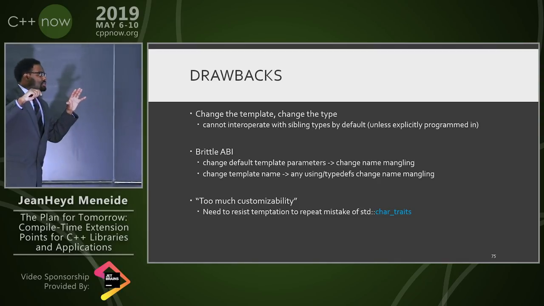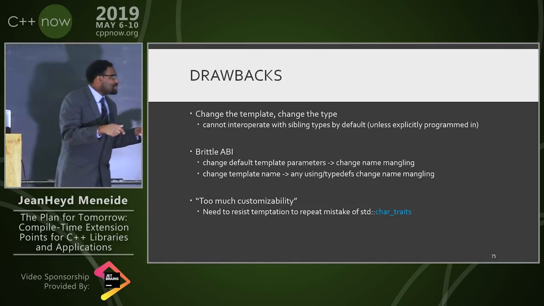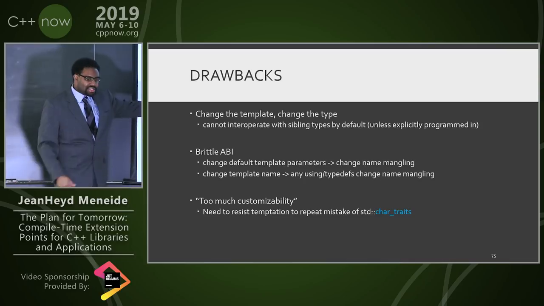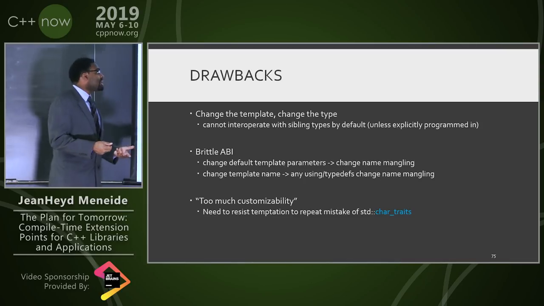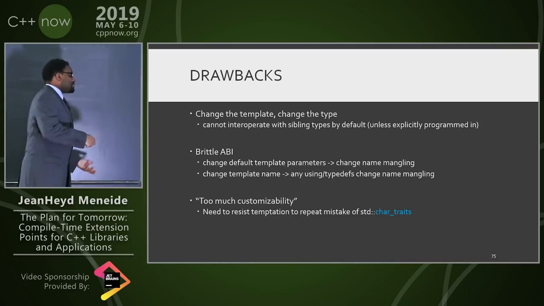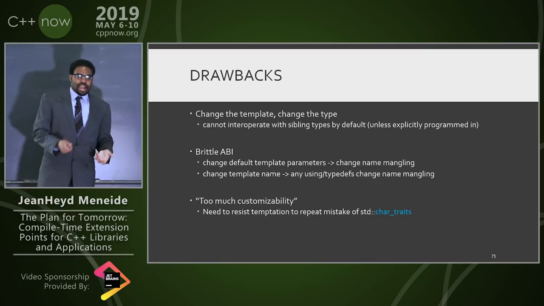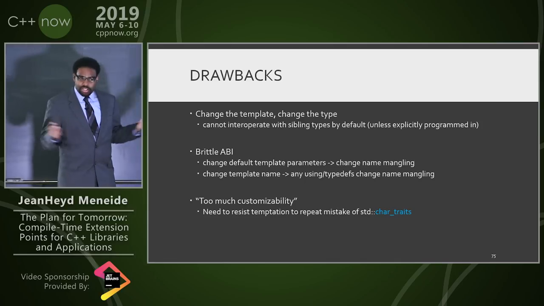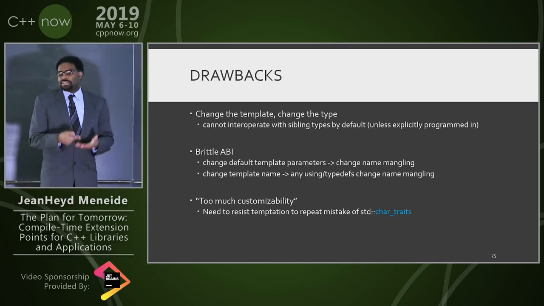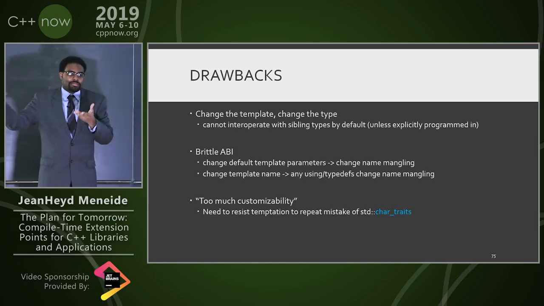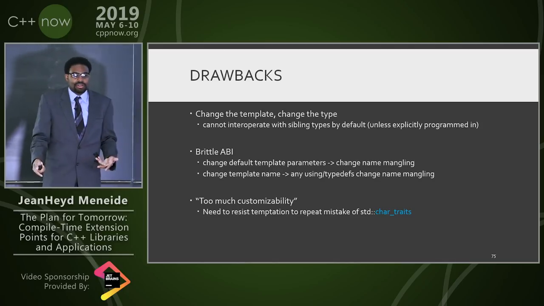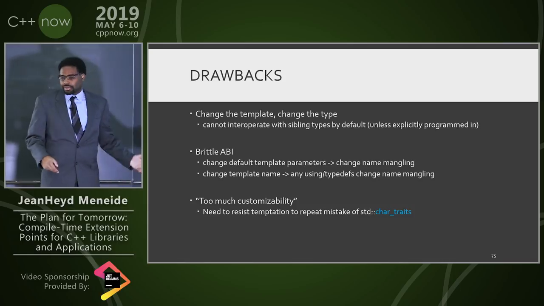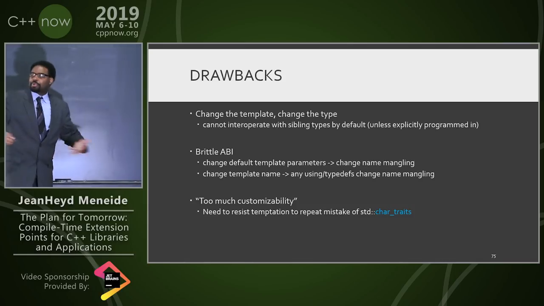So too much customizability is a problem, and the ABI is brittle, right? You change an allocator, well, you can't call that thing in that DLL anymore because it's not the same, right? And there are also other problems like default template parameters, right? If you actually change the name of a default template parameter, it mangles differently on all the compilers. So this is actually why we can't ship a better allocator model by default in your vector and everything, because if we change the default type, we will literally wipe out all the ABI compatibility, right? So this is problematic, right?